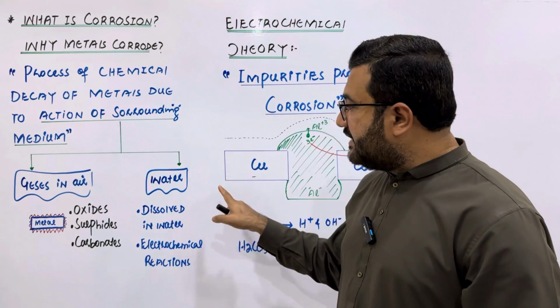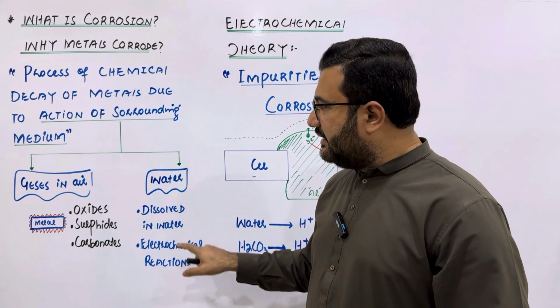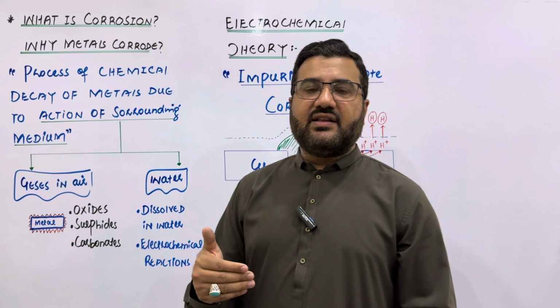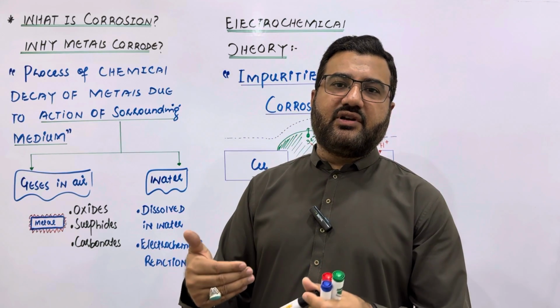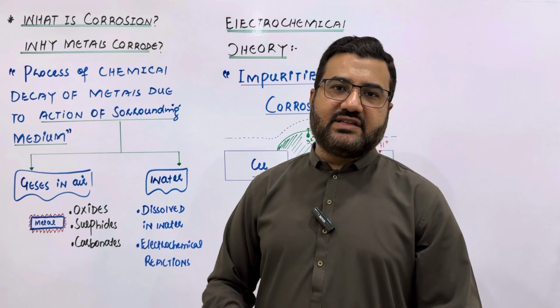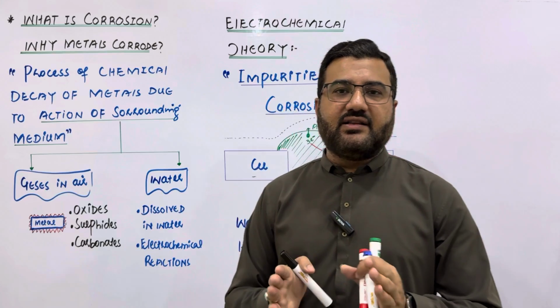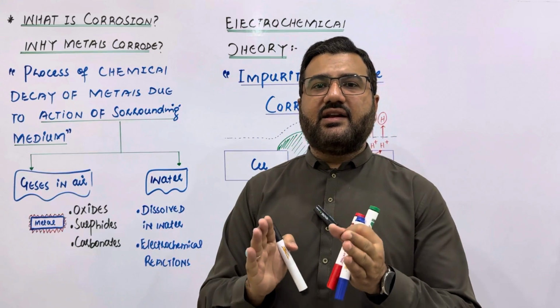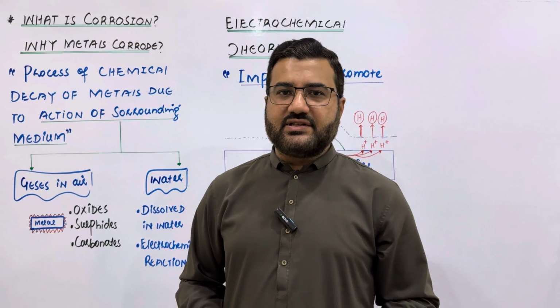And water is very important in promoting the different electrochemical reactions. So that's why corrosion in a moist environment or in the presence of water is a much faster process as compared to corrosion in which the metal is present in dry air or in air having a very small amount of moisture in it.